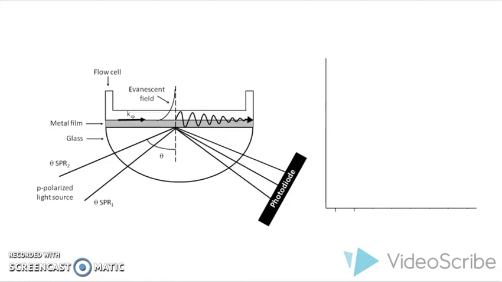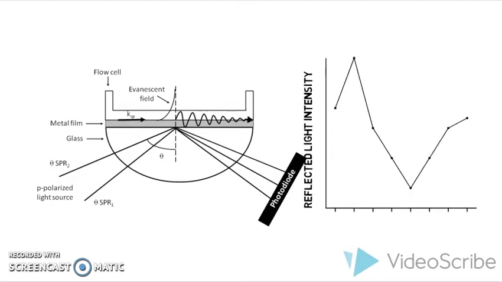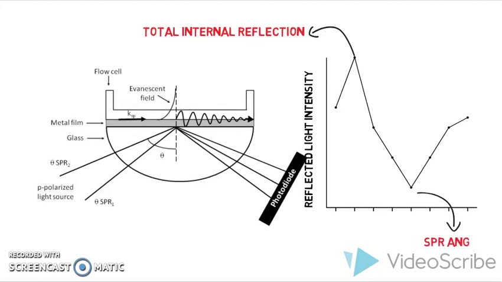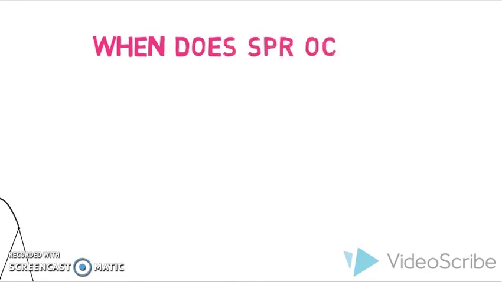Let us now look at the plot between reflected light intensity and the angle of incidence. The peak of this graph will correspond to total internal reflection, and the dip will correspond to the surface plasmon resonance angle. This is the angle at which the frequency and other parameters are correctly matched, so the incident light photons are absorbed and the energy is transferred to the electrons, which convert into surface plasmons, leaving a gap in the reflected light intensity.